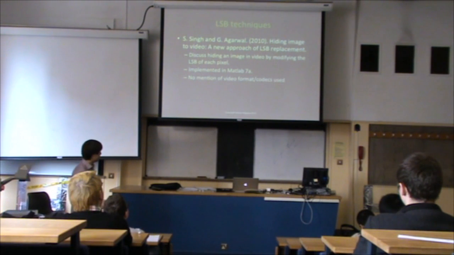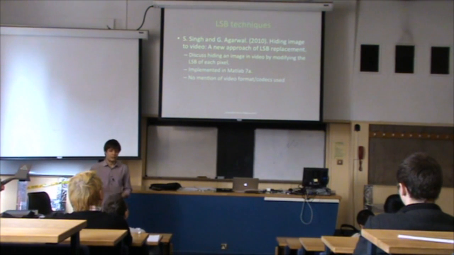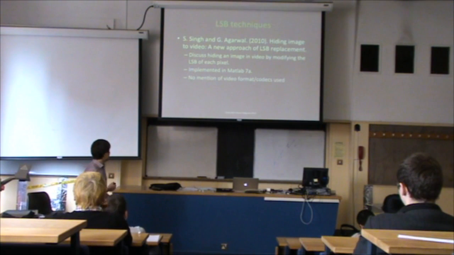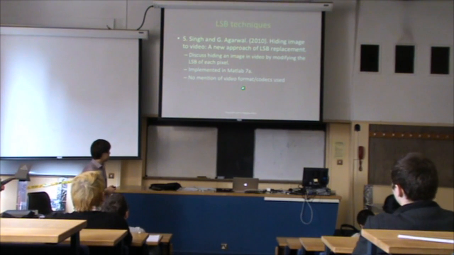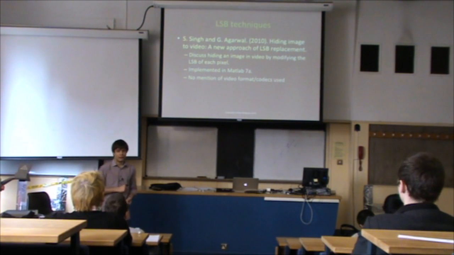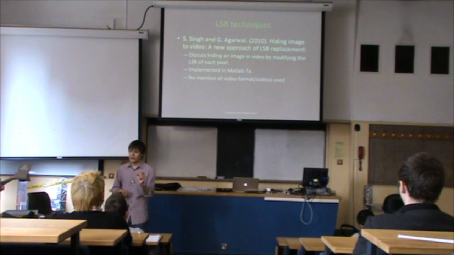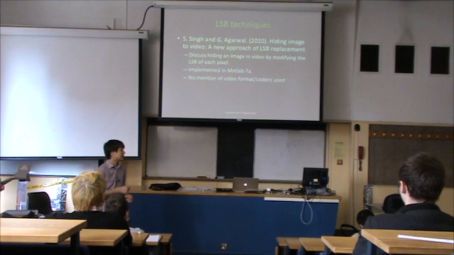And this is quite a puzzling one, because it doesn't give a lot in terms of answers. They say that they can hide basically an image in a video, and it's a technique specific to hiding an image. They say it's implemented in MATLAB 7, but they don't give any mention of the video format or codec, which makes me think that because they're literally modifying pixel by pixel, maybe they're using a lossless video codec, because I don't think that they'd be able to get the techniques.